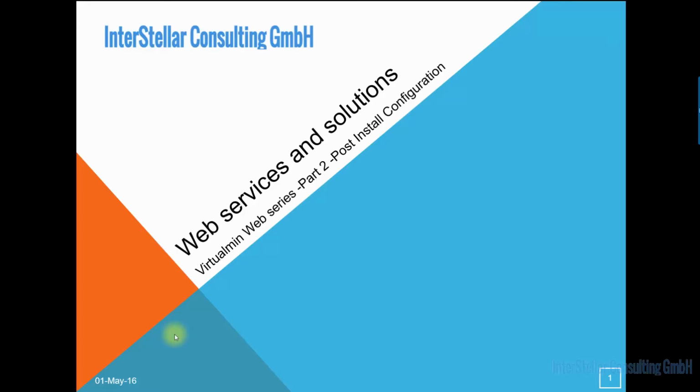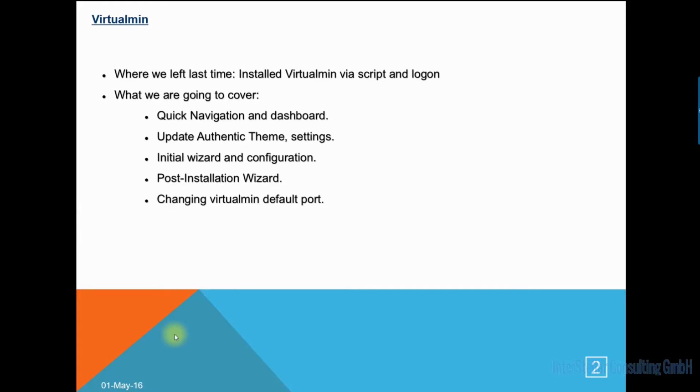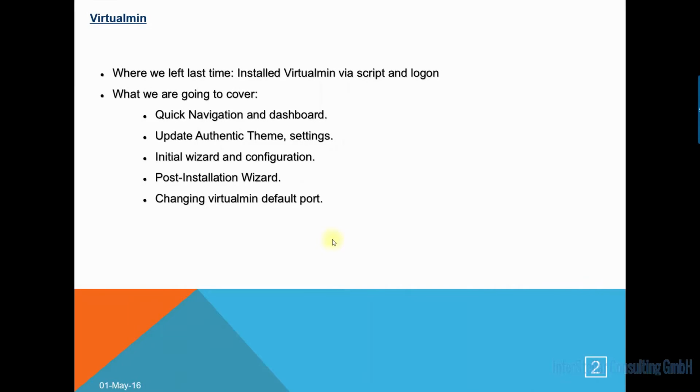We're going to take off from the place where we left it in the first web series. So, quickly a recap: last time we installed Virtualmin on CentOS 7, and then we were able to log on and see the initial screen. That's where we left it. What we're going to be covering today is quick navigation and, let's say, the dashboard of Virtualmin.